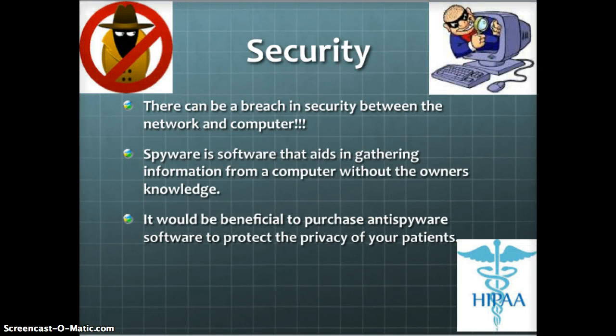When you consider getting onto the network, and you choose the right one, the service provider, the bandwidth and latency, you really have to consider security. There could be a breach in security between the network and the computer. This is called spyware: software that aids in gathering information from a computer without the owner's knowledge. This could be happening right under the worker's nose, and they won't realize it. This is really important to consider because there's a huge law, HIPAA, the Privacy Act for patients, and if that gets breached, the medical office could be in a lot of trouble. So it would be beneficial to purchase anti-spyware software to protect the privacy of your patients.